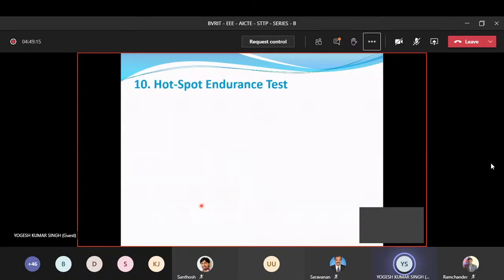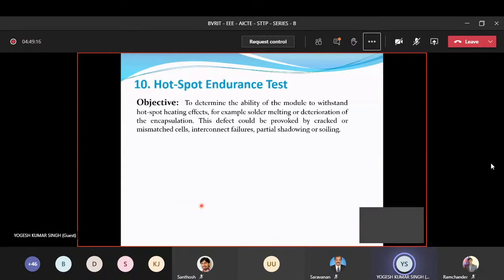Now the hot spot endurance test. This test is basically used to check the ability of the module to stand the hot spot heating effect, such as solder melting and discoloration or deterioration of the encapsulation. The effect could provoke cracks, mismatched cells, interconnection failure, partial shadow, or swelling of the module. With the help of that, you can find the hot spot.